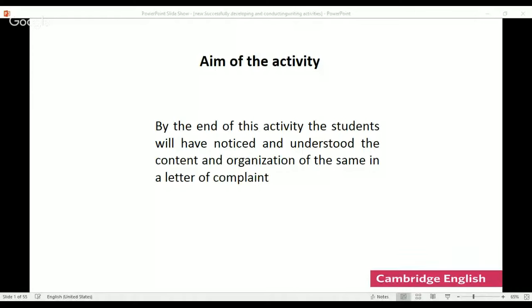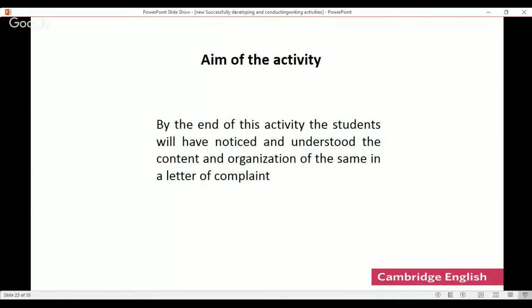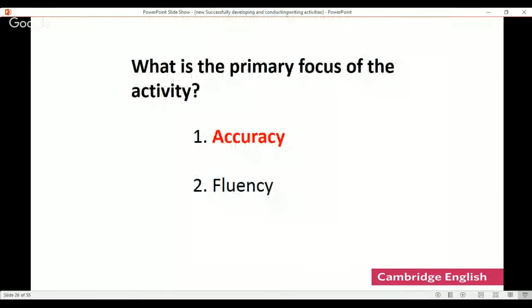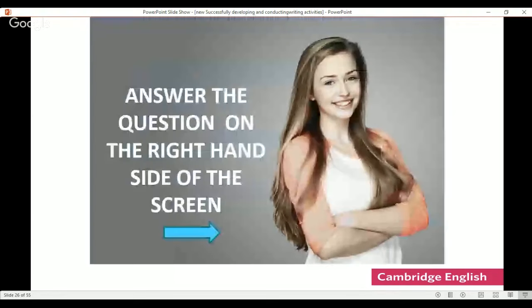By the end of this activity, students will have noticed and understood the content and the organization of the same in a letter of complaint. What is the primary focus of this? Is it fluency or accuracy? Let's see what our participants have said. All our participants feel the activity is a fluency activity. Let's see if they're correct. No, the answer is accuracy.